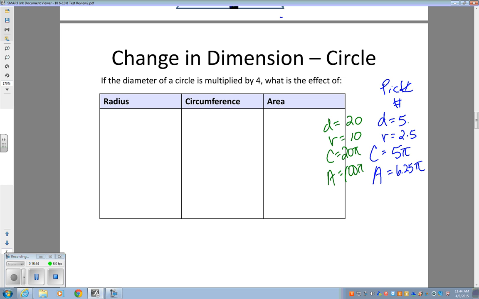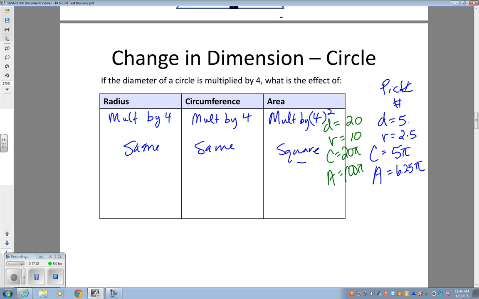If I multiply by 4, the radius is still multiplied by 4. The circumference is still multiplied by 4. But the area is now multiplied by 4 squared. Area, you always square it. So it stays the same here, but here you have to square it. So circumference and radius would be just multiplying the same, but area you have to square it.